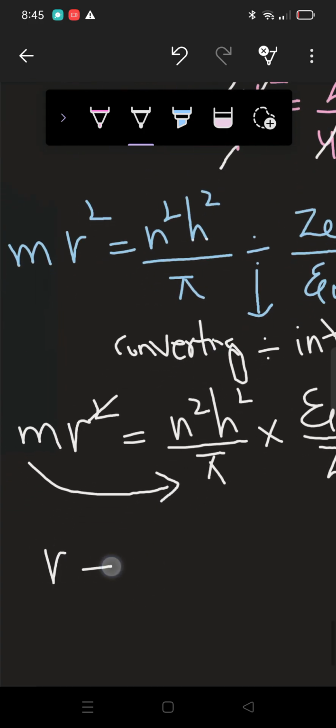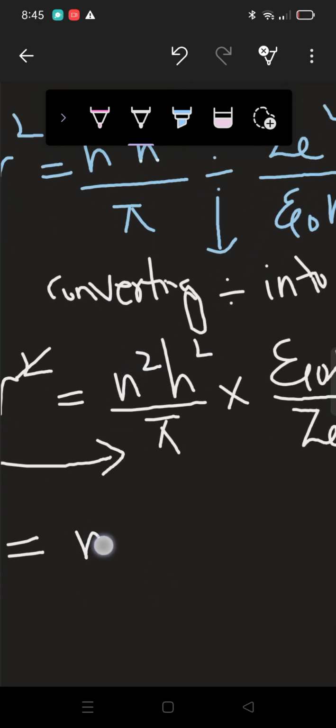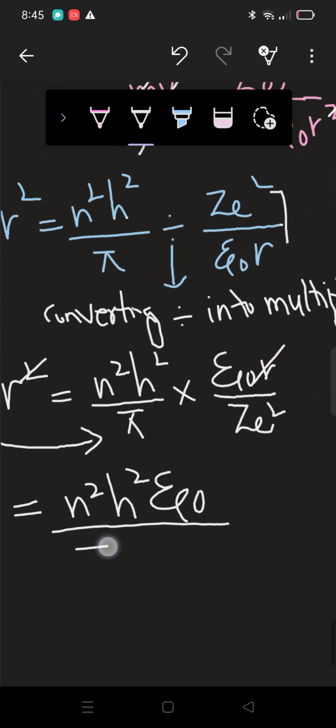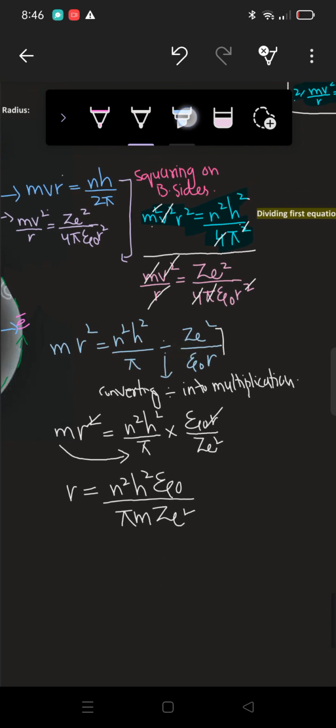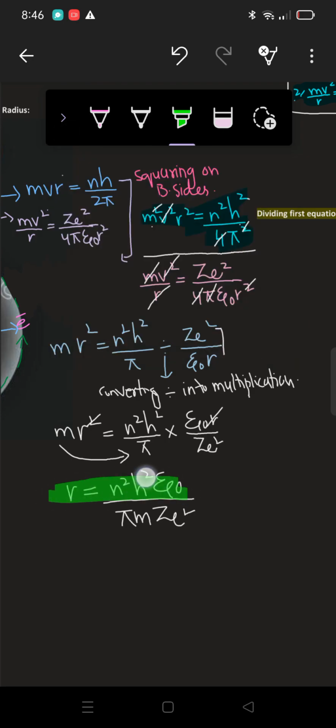So r is equal to, now multiplying these both terms, what we have gotten is n square h square epsilon naught by pi m z e square. So this is the derivation. Wait, I'm going to tell you the shortcut for finding the radius as well.